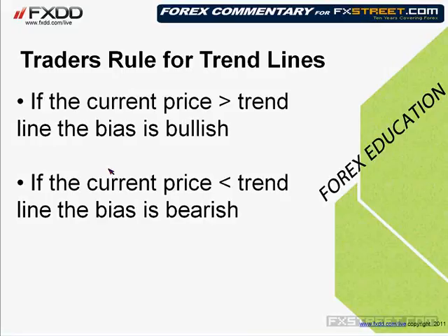So the rules for trend lines are this: if the current price is greater than a trend line, then the bias is bullish. And why is that important? A trend line is unambiguous. A trend line tells you whether you should be long or short. If the price goes above the trend line, you should think about getting long. If the price goes below a trend line, you should think about going short.